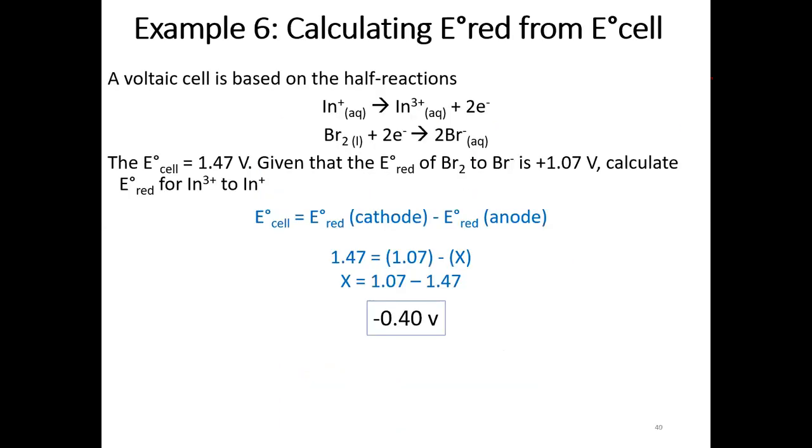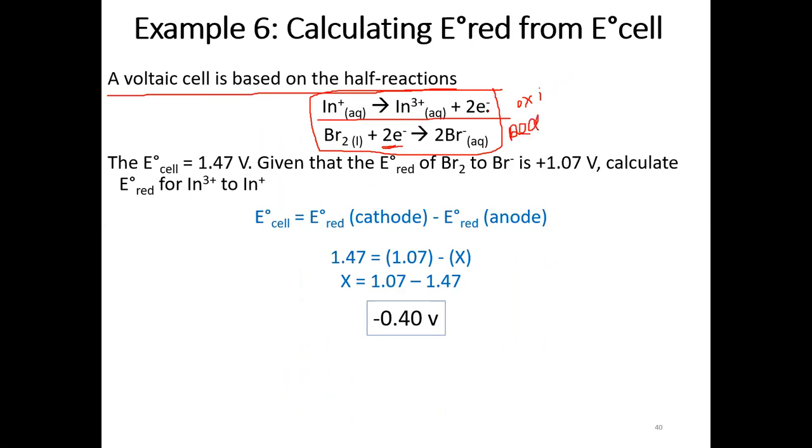Let's talk about an example where we are supposed to calculate E reduction from E cell. A voltaic cell is based on the half reactions, which are already given to you. I have indium and bromine here. What is happening to indium? Definitely a loss of electrons, so oxidation. What is happening to this one? When you see the electrons on the reactant side, it means the gain of electrons, so you're going to call it reduction.